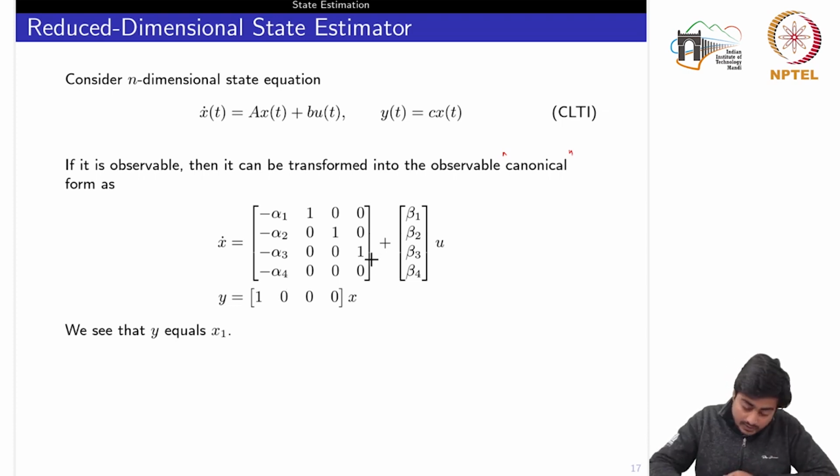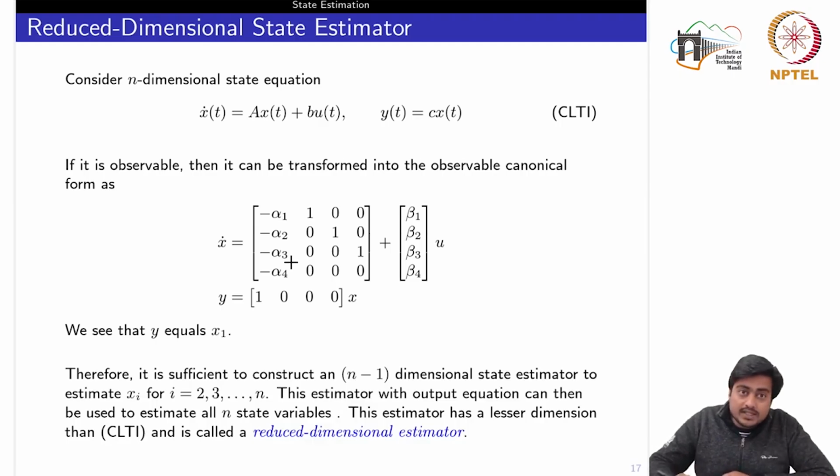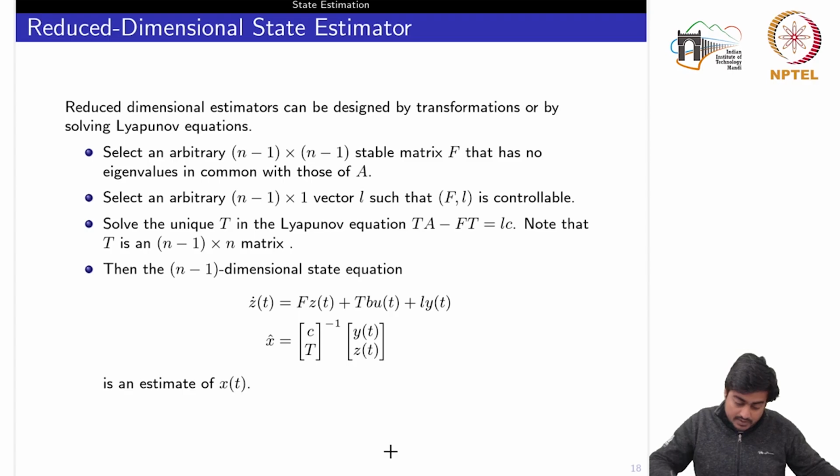Okay, so but we still need to estimate x2, x3 and x4. Okay, so for only estimating those states we can design an observer. So this is one specific example. So therefore it is sufficient to construct an n-1 dimensional state estimator to estimate xi for the rest of the state variables. Okay, this estimator with the output equation can then be used to estimate all n state variables. So this estimator has a lesser dimension than the dimension of the plant, and we call it the reduced dimensional estimator. Okay. So here we will see one design procedure which is based on the Lyapunov equation.